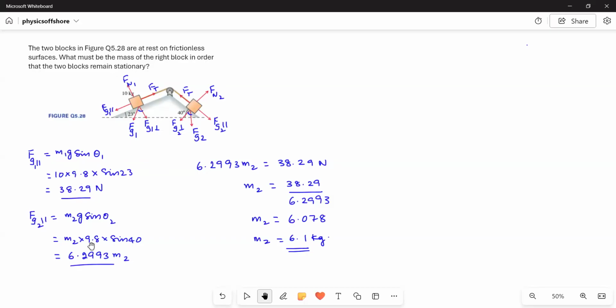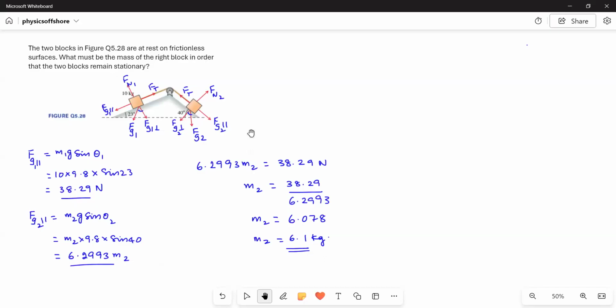Now equating both the values, M1 g sine theta 1 is equal to M2 g sine theta 2. We can find out M2. I plugged in the values, and finally I got M2 equal to 6.1 kilograms. Please verify with your calculators.